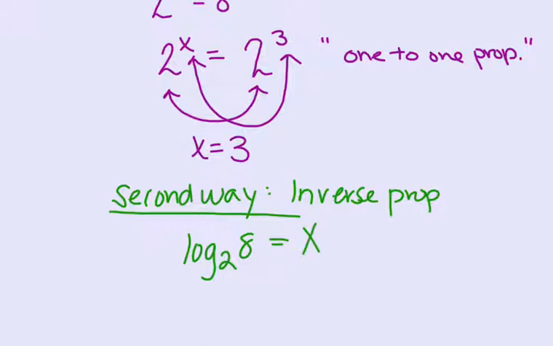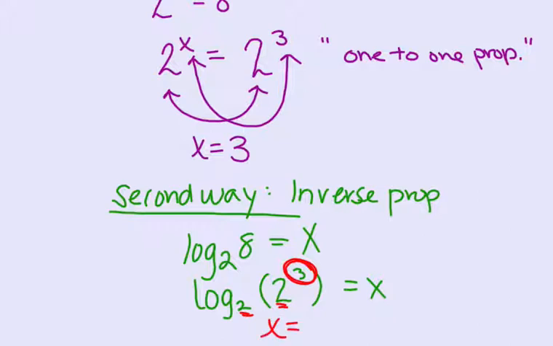All right, so I'm going to say logarithm base 2, and now think about 8 is the same thing as 2 times 2 times 2, or 2 raised to the third power. Now if you remember from the inverse property, you have a logarithm base 2, an exponential base 2, so your final answer is whatever that power is. So x equals 3. Notice you get the same answer, just a different way.